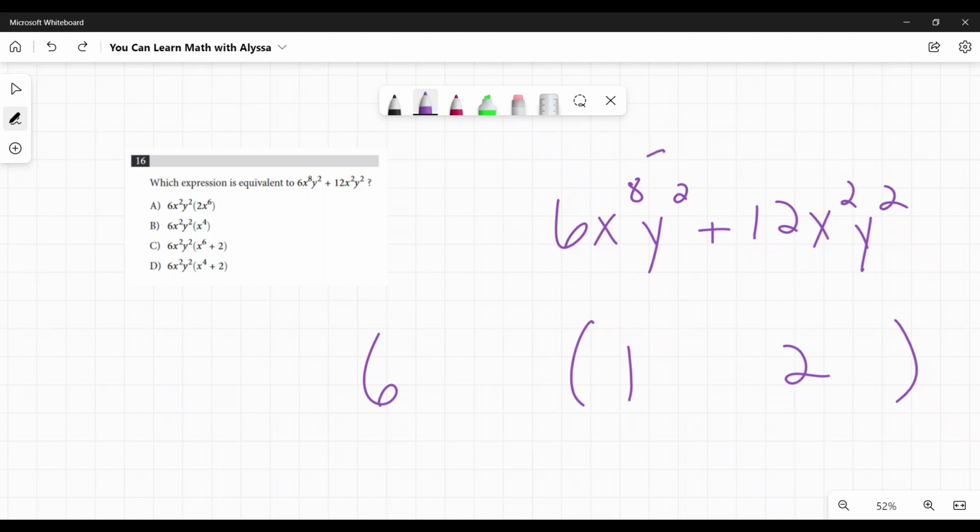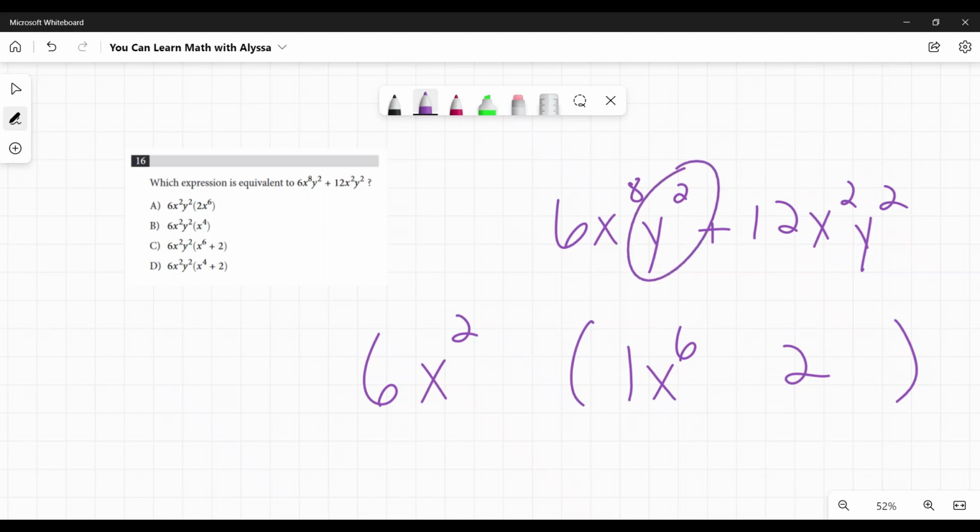Next, what's the greatest common factor of x to the 8th and x squared? It's always going to be the smaller of the two. So in this case, x squared. That comes out. X squared comes out. When I take x squared out of x to the 8th, we just subtract those exponents. 8 minus 2 leaves x to the 6th. And over here, I've taken out all the x's, so there's no x's left.